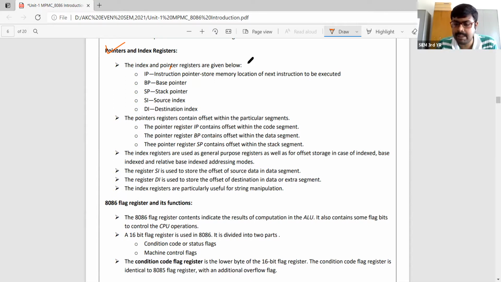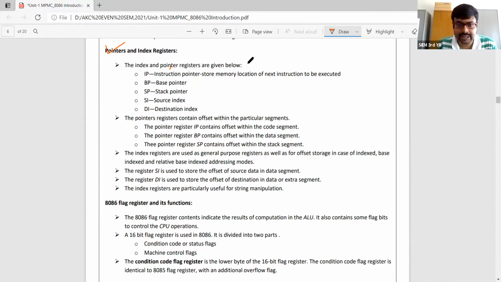Point number 2, that is the BP. BP is called the base pointer. Next one, SP, that is the stack pointer. SI is called the source index. And the last one, DI, that is the destination index. So the different classification we are getting: IP, BP, SP, SI, and DI.